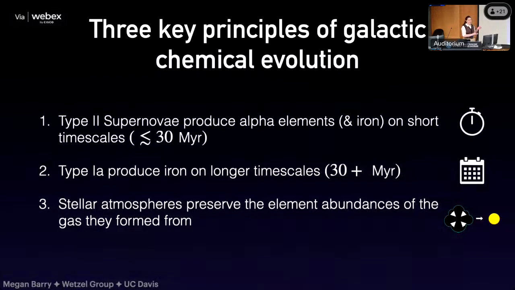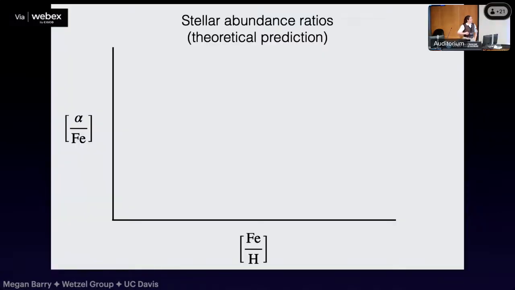So these three principles are very important to what I'm about to talk about. So quick recap: type 2 supernovae, alpha elements, short time scales; 1A supernovae, iron, long time scales. And we can study these different element abundances by looking at stars, the atmospheres of stars. All right, thanks for sticking with me through that. One more thing before I get to my results. Like I said, bit of a jargon-heavy topic.